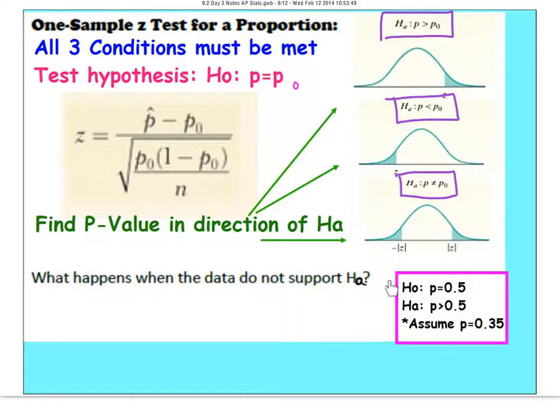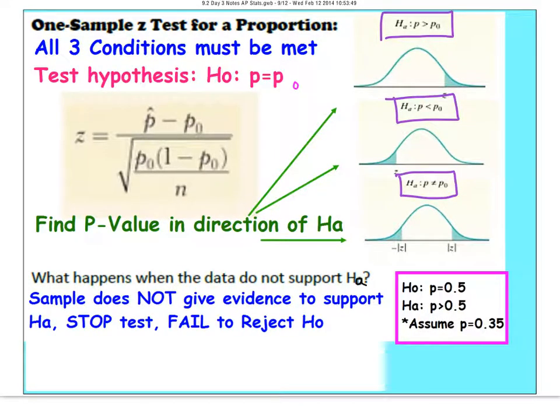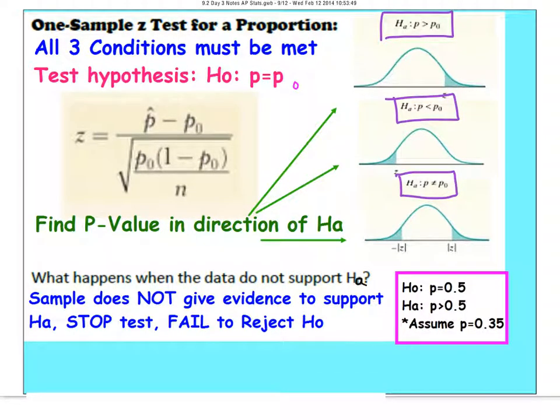So if this was our particular hypothesis, what would that mean if the data does not support it? All it means is that the sample does not give evidence to support H sub A. So what you would do is just stop the test and fail to reject H sub O. That means if you're checking the conditions and something breaks along the way, so you can't move forward, you just stop your test and say, because I don't have enough evidence to support H sub A, I fail to reject H sub O. And you cannot conclude H sub A takes place.